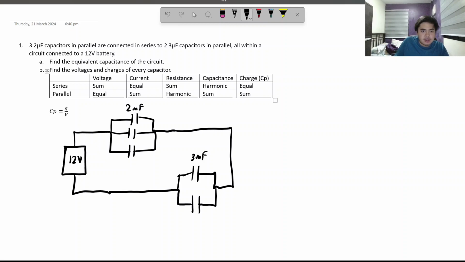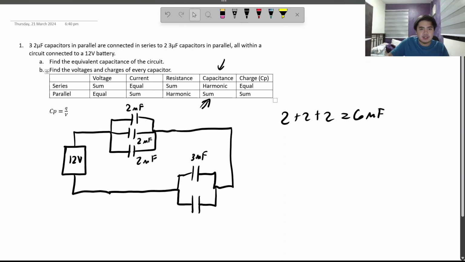So, for instance, these three 2 microfarad capacitors, we can add them together. From this table here, capacitors in parallel are summed. So you just add capacitance in parallel. We can add them up: 2 plus 2 plus 2 makes 6 microfarads. So the equivalent capacitance of that is going to be 6 microfarads.